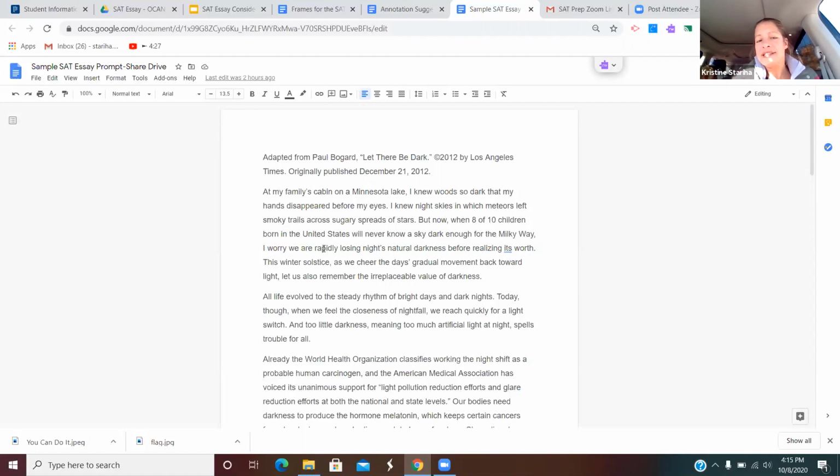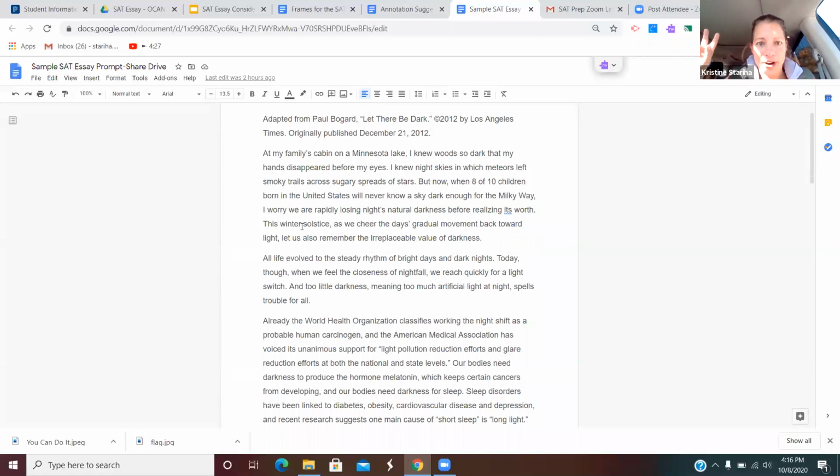In the beginning of his essay, or in the beginning of his argument, Paul Bogard, this is me writing my first body paragraph aloud for you guys. Paul Bogard references a personal connection to darkness by referencing a family cabin on Minnesota Lake. He uses that to represent the natural beauty of woods that are so dark that "my hands disappeared before my eyes." I would actually quote that piece of text in my argument response.